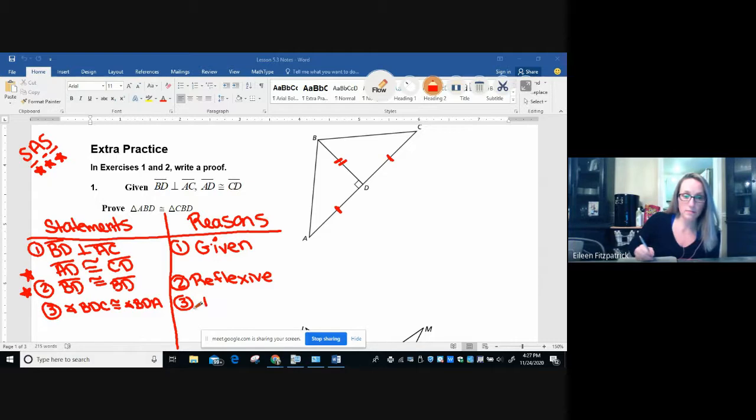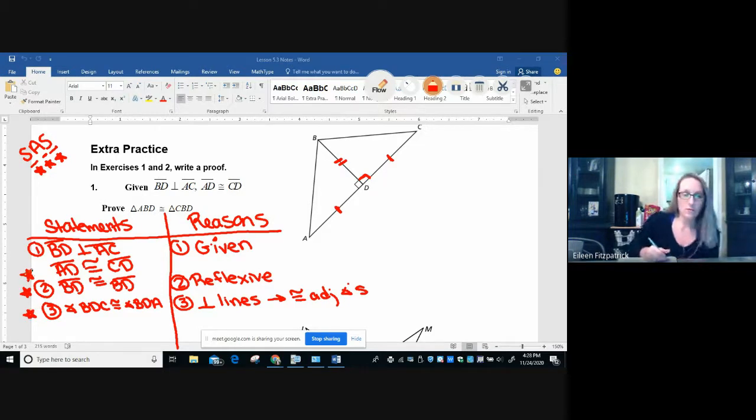We know that when perpendicular lines are formed, that gives us congruent adjacent angles, right? If we have perpendicular lines, we're going to have two 90-degree angles that are right next door to each other. They are congruent adjacent angles. So that is my third star.